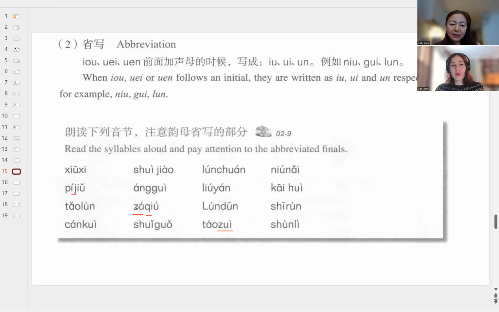When we have this G, when we have this Qi, when we have this Xi, we indeed delete. Let me take a look here. When we have this G, this Qi, or C, we get rid of these two dots. We don't need to mark these two dots. When we have ji, qi, xi, we get rid of these two dots. This is one rule when we mark the pinyin. Okay.